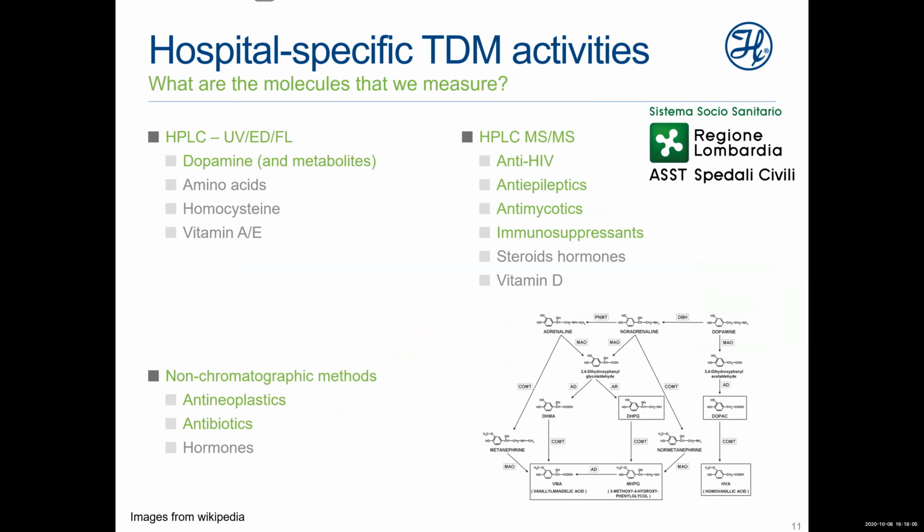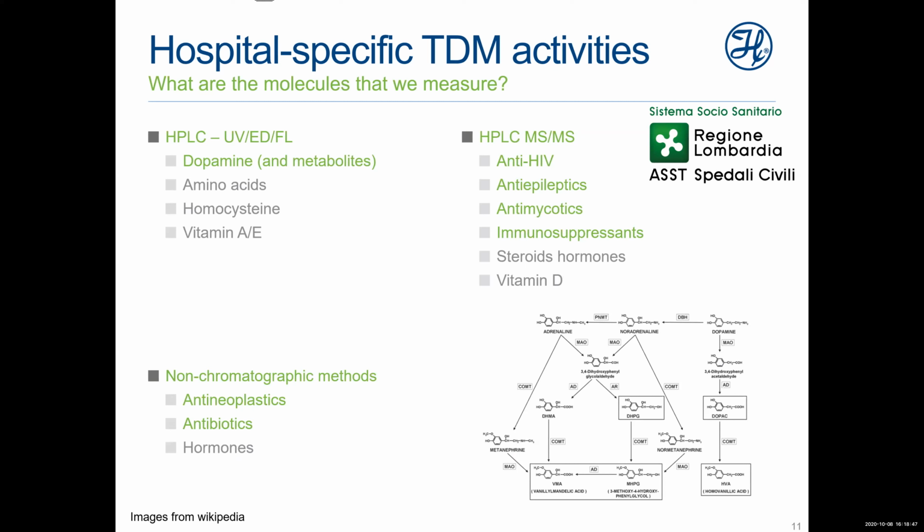Now, just a brief example of what we do in our hospital for TDM. We do HPLC coupled with a classical detector, mainly for dopamine and its metabolites, that you can see in the picture in the bottom corner of the whole pathway of dopamine. With the LC-MS, we do anti-HIV, anti-epileptics, antimycotics, and immunosuppressants as the main topic of this presentation. And with the non-chromatographic method, we do the TDM for antineoplastics and antibiotics.